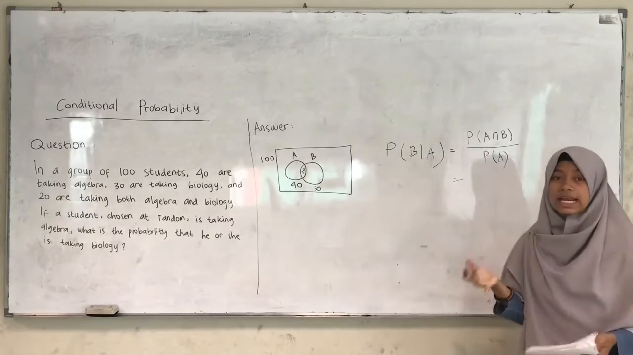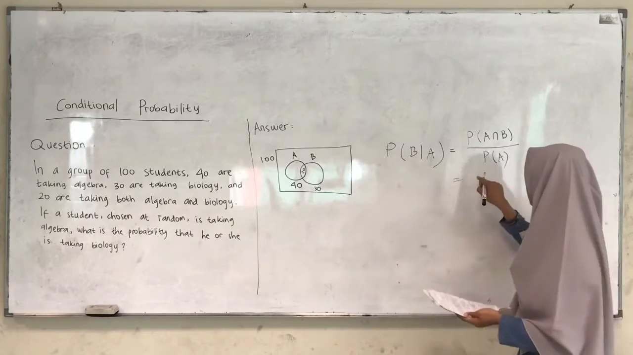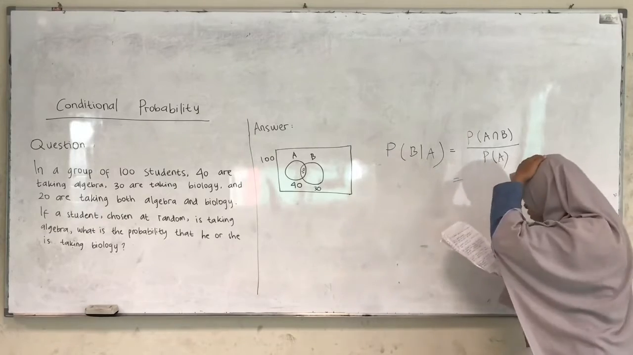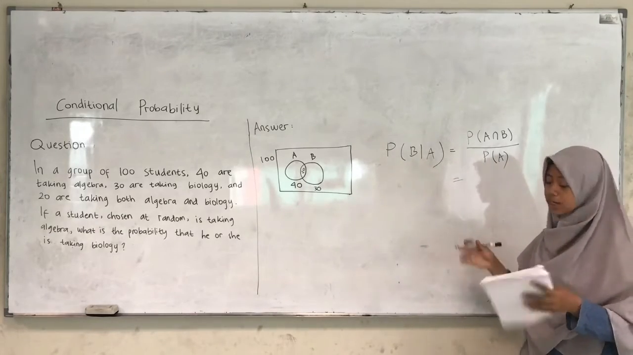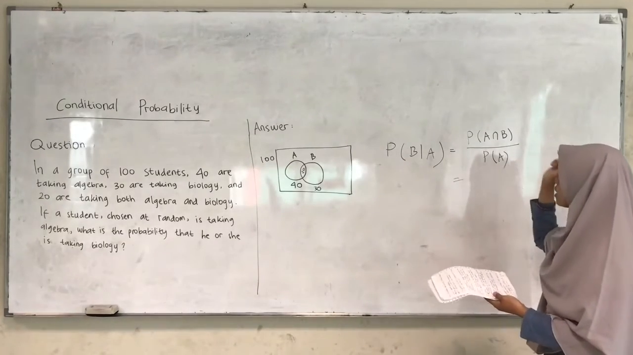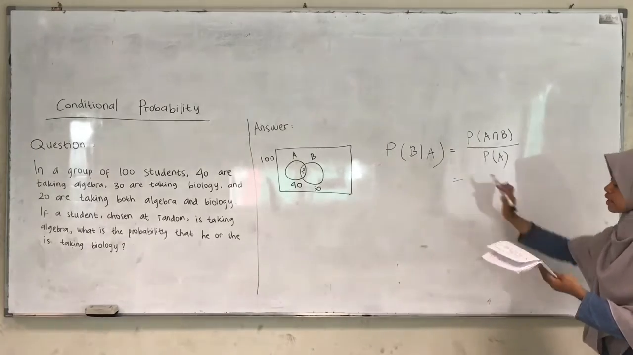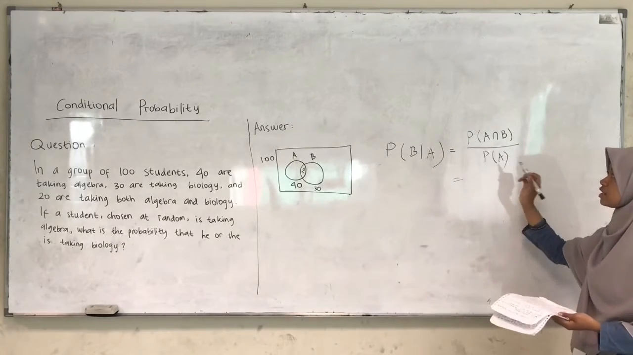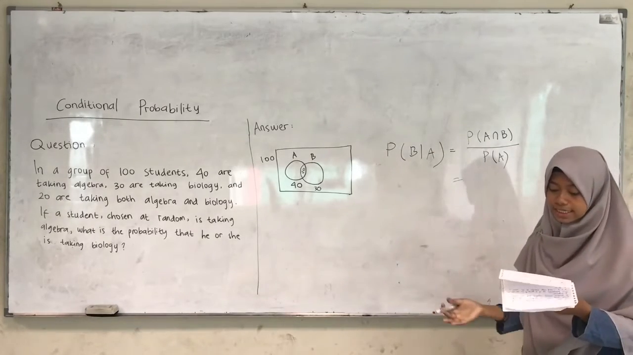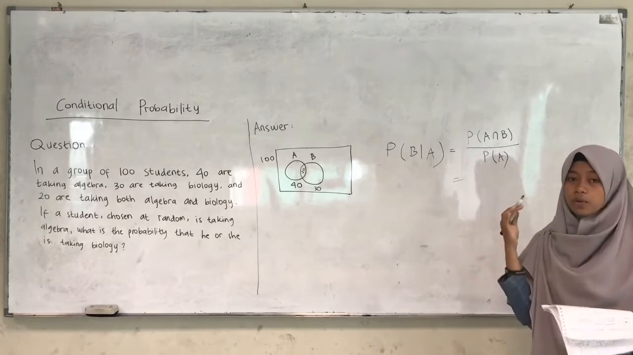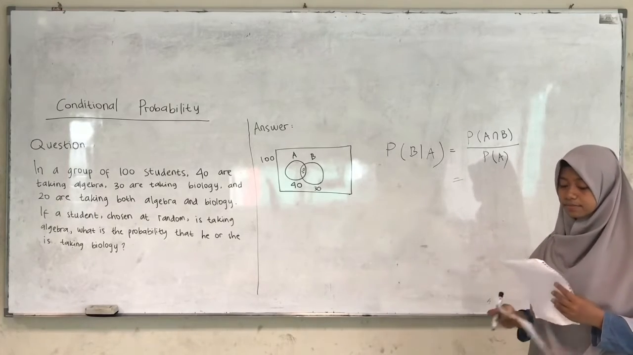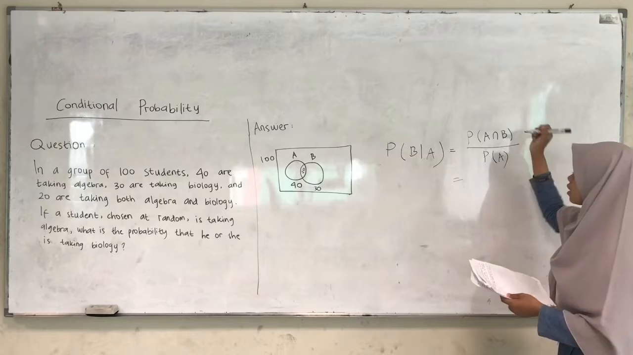Okay, now let's put some numbers in here, and this will begin to make sense. So, what's the probability of the intersection of A and B? That intersection is 20 students out of 100, which is 20 over 100, and I can write that as 0.2.